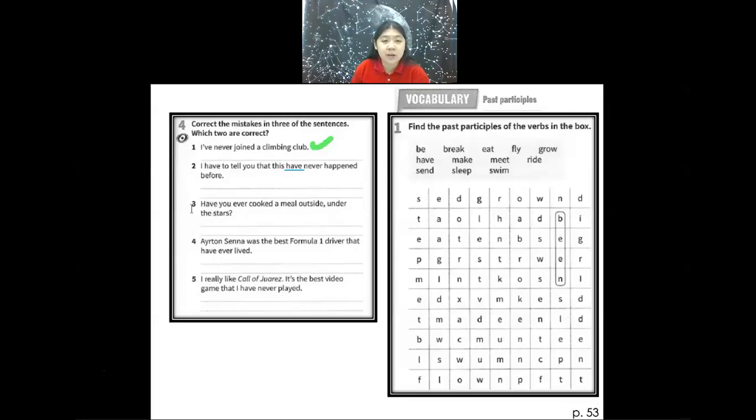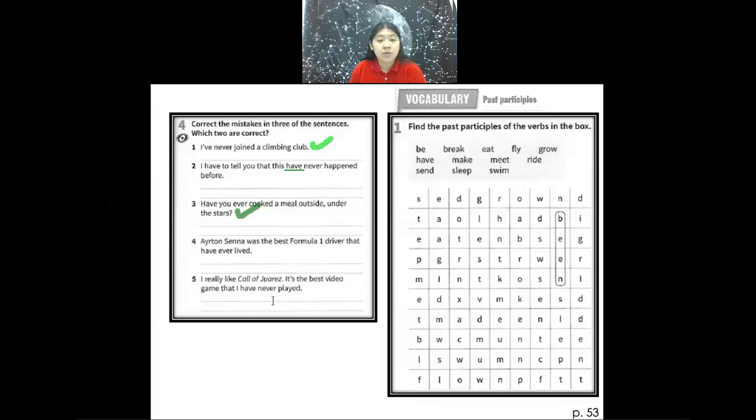Okay, number 3. Have you ever cooked a meal outside under the stars? Okay, so it's a question. Have you ever cooked a meal outside under the stars? The word "have" is here, the word "ever" is here, and the word "cooked" is spelled correctly. So this one has no problem. Ding, it's correct.